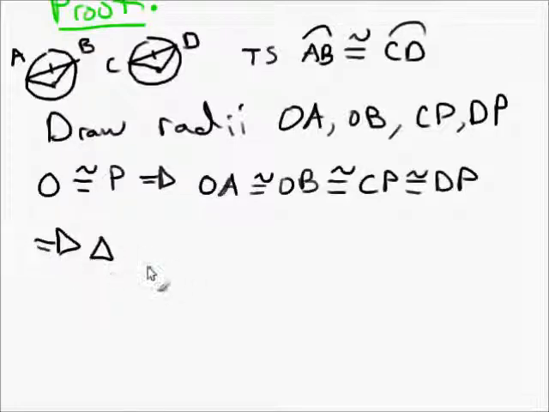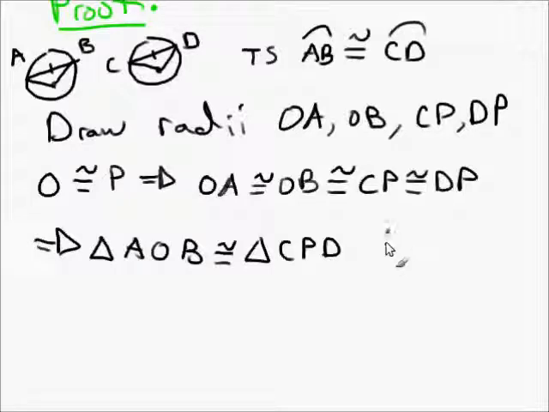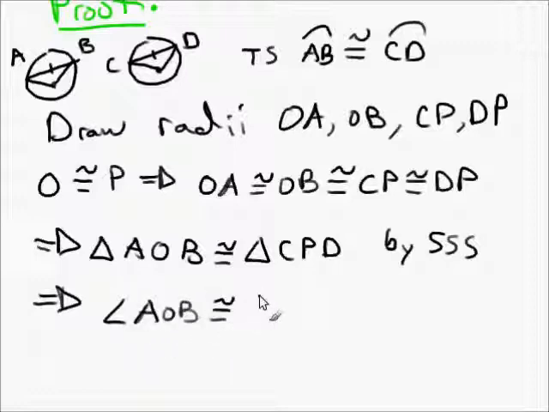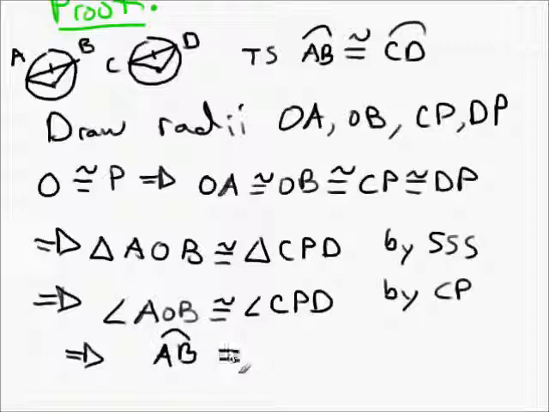So that means that triangle AOB is congruent to triangle CPD by side, side, side, which means that angle AOB is congruent to angle CPD by corresponding parts of congruent triangles are congruent. And then that means that arc AB is congruent to arc CD by the definition of an arc, how long arcs are.